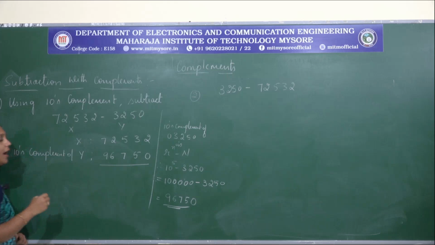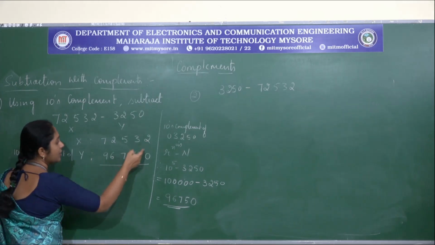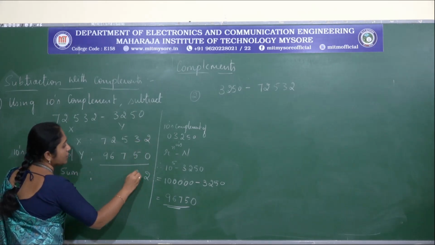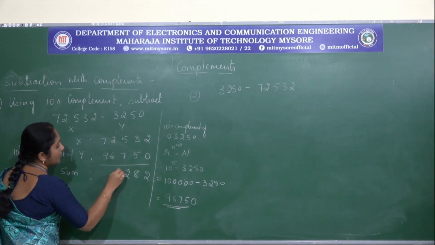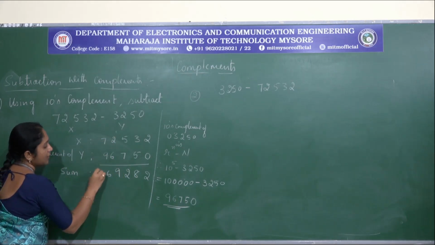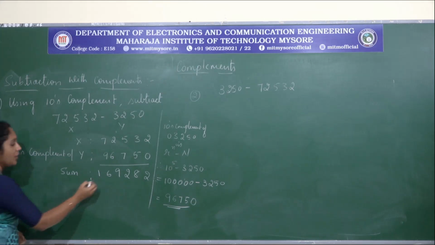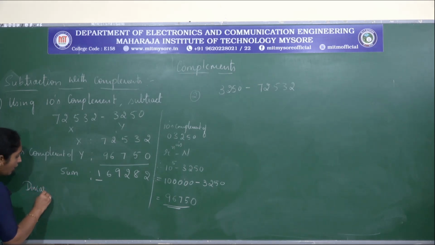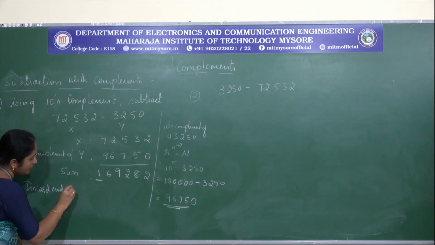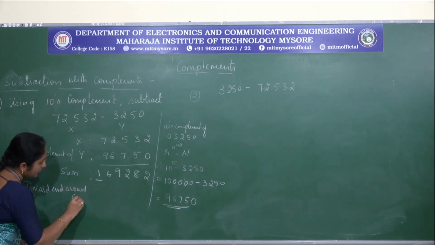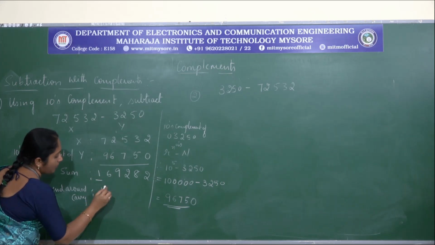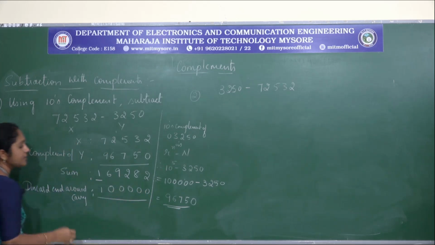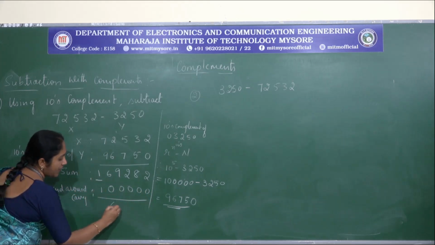96,750. So you need to add these two. The addition will result in the sum: 2, 8, 12, 9, 16. Now if you observe, we have an end around carry, so we need to discard the end around carry. In order to discard it, you simply omit it and write the other 5 digits as the result. So if you subtract, what is the answer you are going to get?